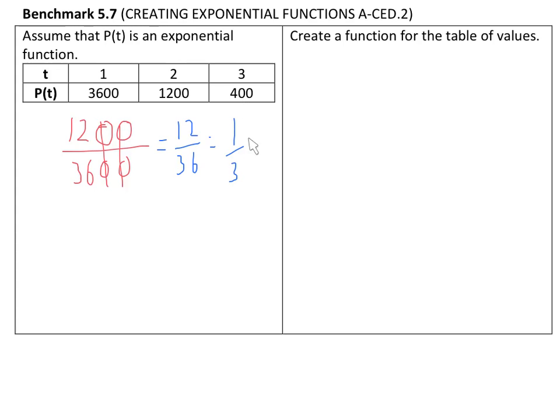Alright, so my decay factor is 1/3. But I need to now know what I started with. So what value did I start with? Well, at 1 it's 3,600, but I want my 0 value. If I'm dividing by 3 this way, aren't I multiplying by 3 this way? So how do we find the value in front of this? The value in front would be p of 0, or the p when t is 0.